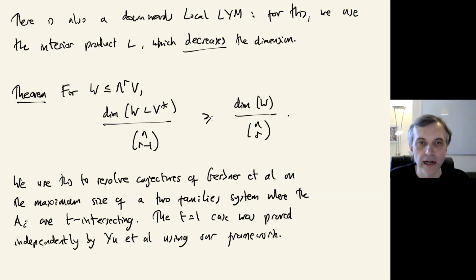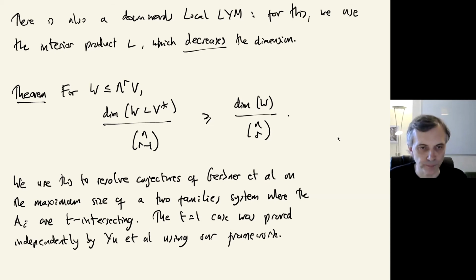Okay, so I'm not going to go through this in detail because it's technical. I'll just say that if I have some subspace of the rth exterior power, and I hit it with v star, that reduces me from the rth exterior power to the r minus first exterior power. So I won't use the word dimension for that. And we get exactly the statement that you'd expect: in dimension terms, the fraction we get of the r minus first exterior power is at least the fraction we had of the rth exterior power.